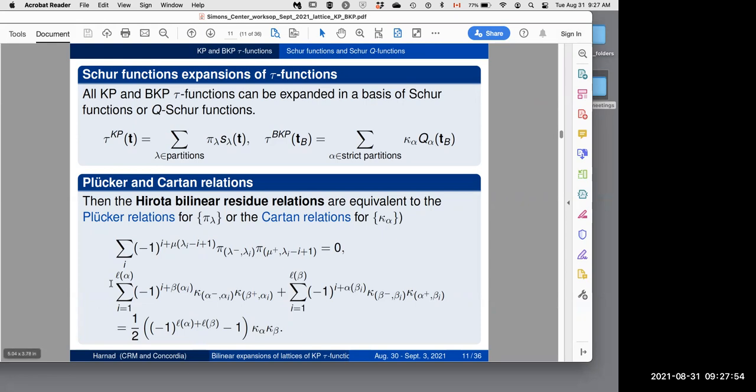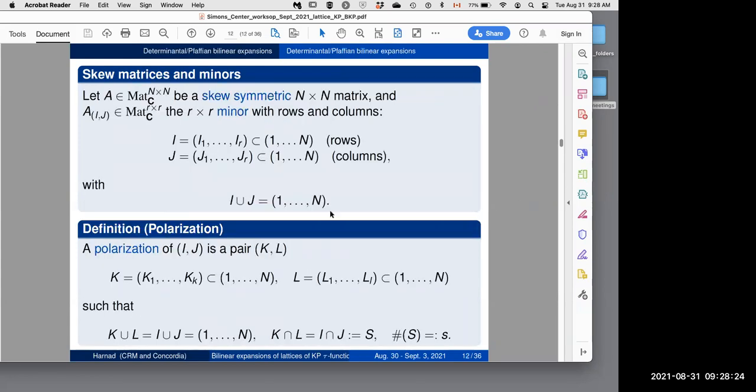And very similarly, we have what I call the Cartan relations, which are bilinear expressions for the Cartan coefficients, which are the expansion coefficients of an isotropic Grassmannian, also embedded into the projectivization of the exterior space. So these two relations are completely equivalent to the Hirota bilinear equations. They're an algebraic way to write down an infinite set of bilinear constant coefficient differential equations. Okay, now a little bit of notation.